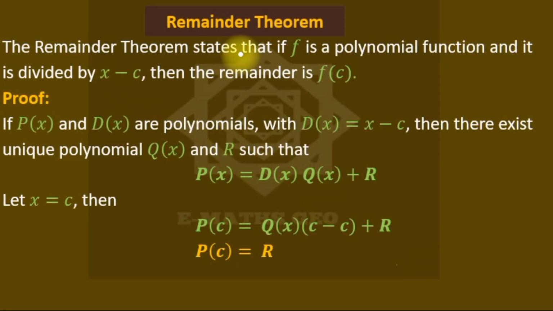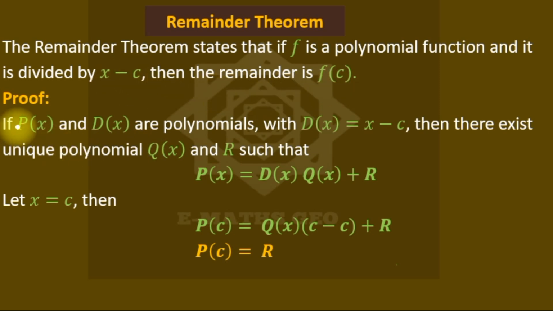So we are on remainder theorem. The remainder theorem states that if f is a polynomial function and it is divided by x minus c, then the remainder is f(c). So whenever you're asked to divide a polynomial by a linear polynomial, the answer is the constant, f(c).